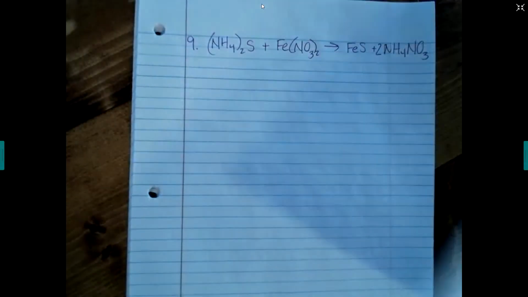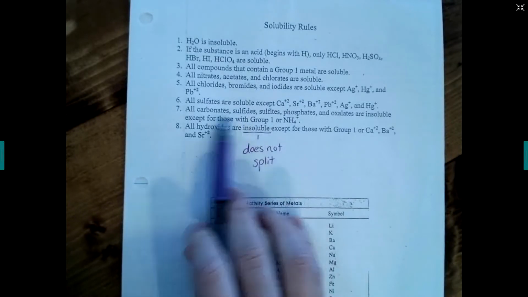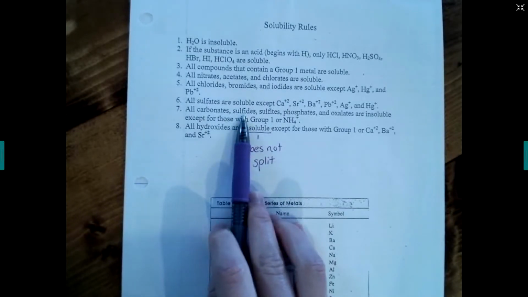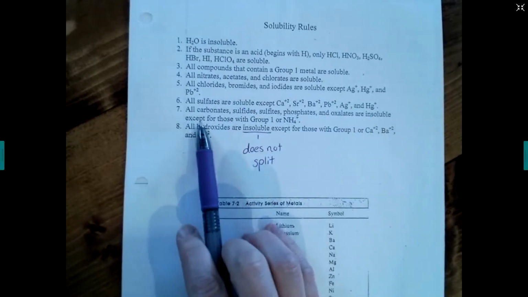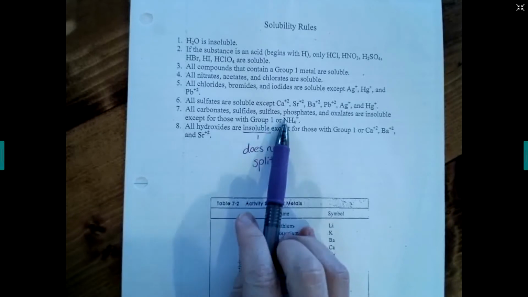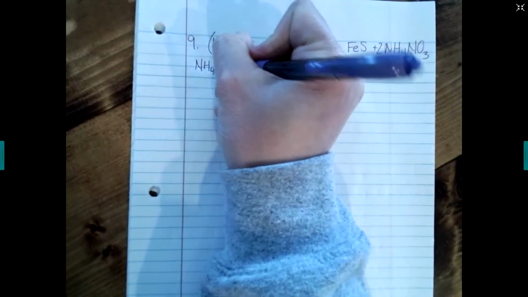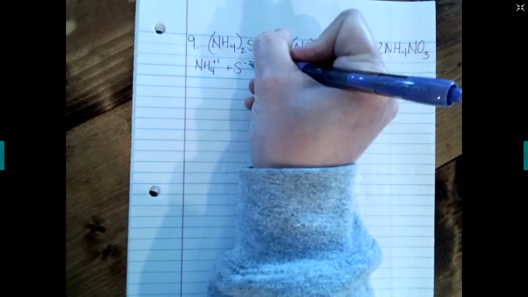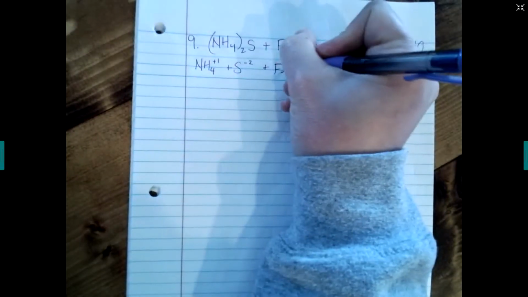Looking at our rules, looking at our rule about sulfides, that's rule number 7. All carbonates, sulfides, sulfites, phosphates, and oxalates are insoluble, except for those with group 1 and ammonium. So there's your exception. Ammonium sulfide is soluble, so that will split. All right, we see nitrate. All nitrates are soluble, so that's going to split.